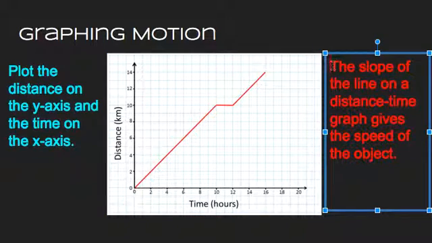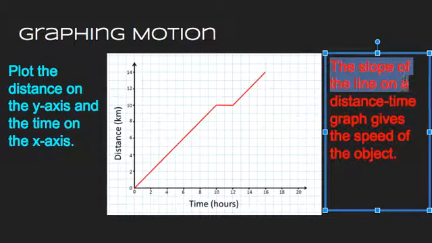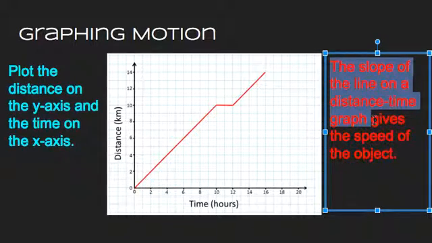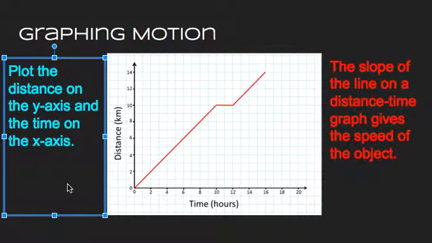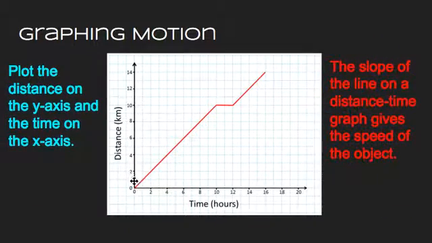And then I want you to write down the slope of the line on a distance time graph gives us the speed of the object. So what I mean by that is if we think about what the slope of this line would be, we would be saying we do slope by rise over run, and rise over run would be y2 minus y1 divided by x2 minus x1. So you may have heard slope is rise over run, or slope is y2 minus y1 over x2 minus x1. Both of those are the equation for slope.